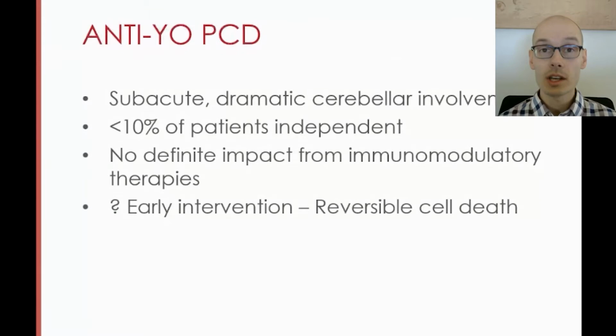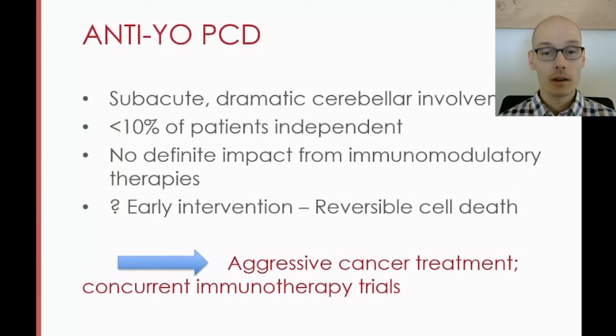So we know that Purkinje cells in the cerebellum are very susceptible to injury and death. And once they're dead, we don't get function back. So this raises the question of early intervention with immunotherapy on top of early chemotherapy. Could that be helpful? So this again highlights a need for more research into these paraneoplastic conditions, which ironically were the first ones discovered, but now some of the research has tapered off.